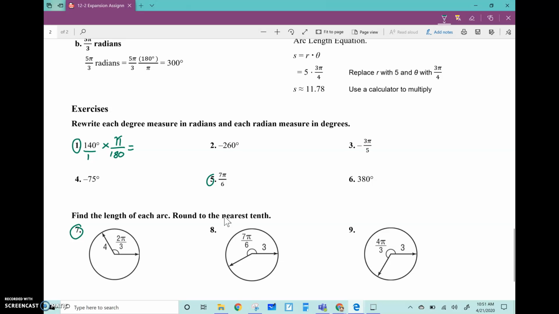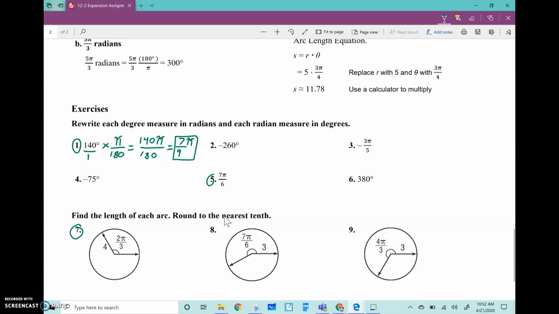Okay, and I end up with 140 pi over 180. All right, and then when you simplify that 140 and 180, you are left with 7 over 9 pi. And it is now in radians. Okay, you don't have to do anything else. It's in radians.